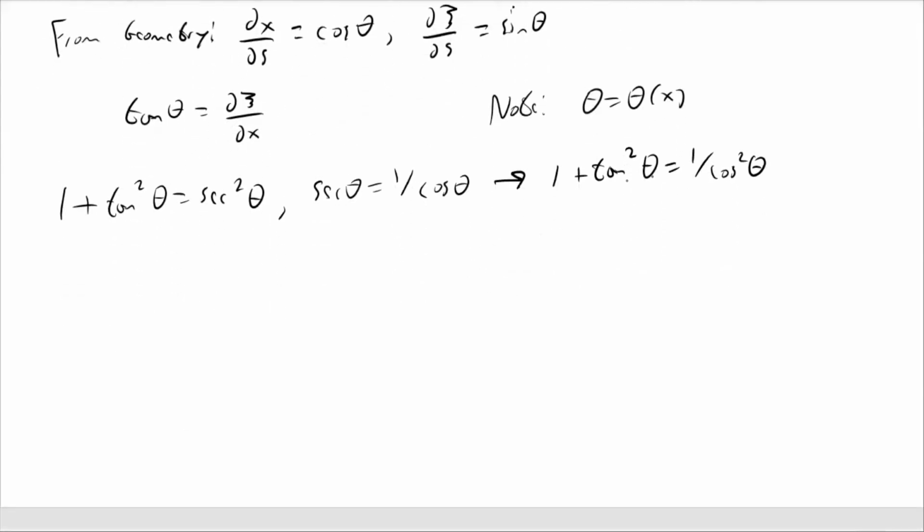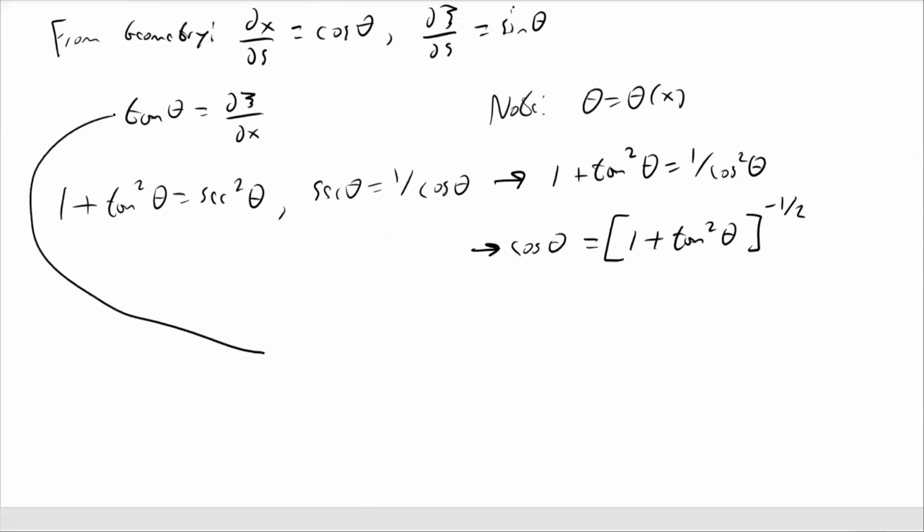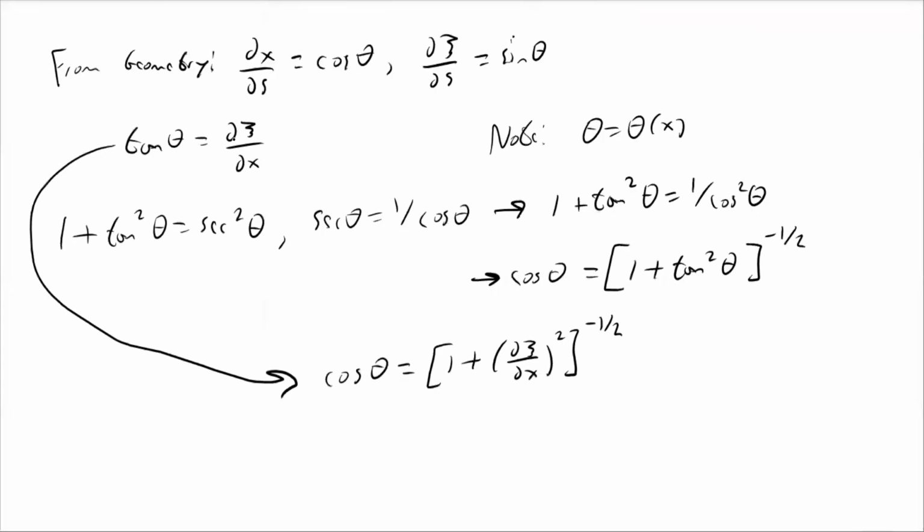So we can rewrite this expression as cosine theta is equal to 1 plus tangent squared theta to the negative 1/2. Now we plug in that tangent theta is d cos c dx, and we obtain cosine theta is equal to 1 plus d cos c dx squared to the negative 1/2 power. So we have cosine of theta in terms of d cos c dx, which is what we want.